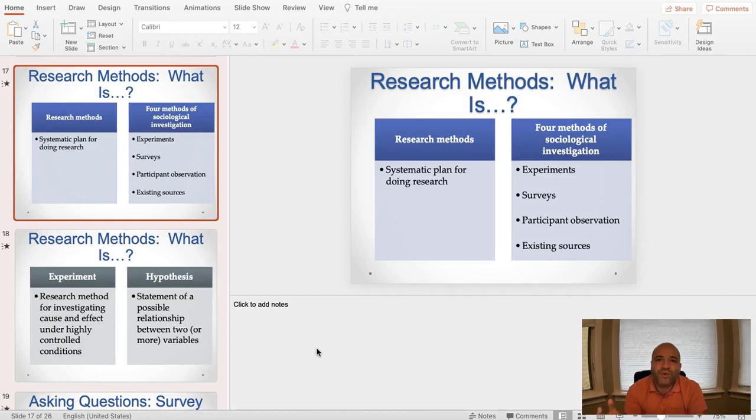There's four primary ways that data gets collected for sociological research. They are by conducting experiments, by distributing surveys, by doing participant observations, and by examining existing sources. Now, there's different circumstances where different ones of these research methods are going to be used best, but one is not inherently better than the other. Okay, first, let's look at experiments.